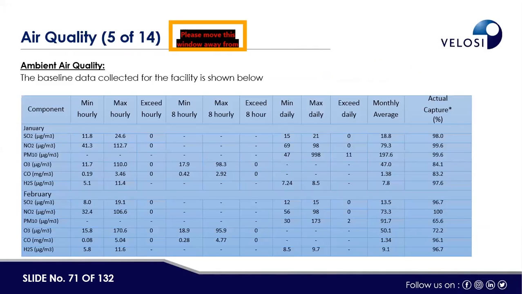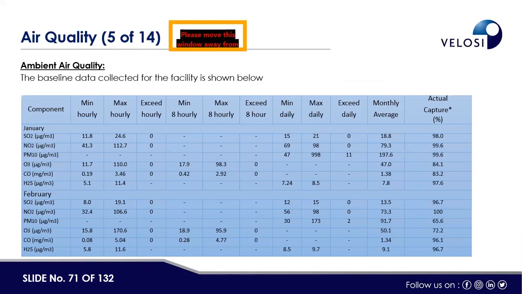Yes, this is the baseline data. That is the ambient air quality monitoring. We have carried out some of the information that we got from the client as well. They have provided us ambient air quality data, and some of the data we have collected. In the ambient air quality, we have monitored oxides of sulfur, oxides of nitrogen, particulate matter 10.